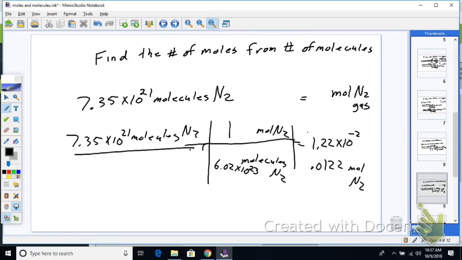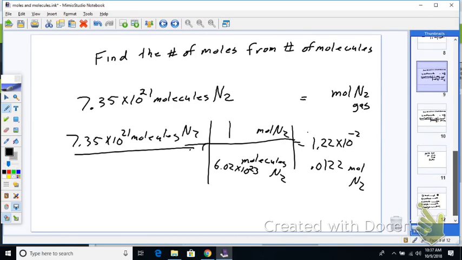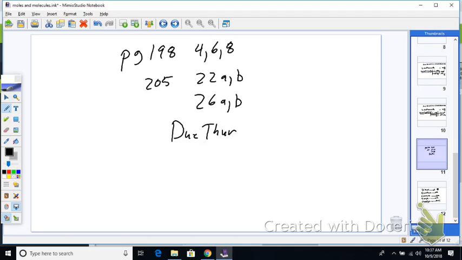Okay, so we're continuing using this for atoms and molecules, grams off the periodic table, 1 for moles, unless it's a conversion within the actual setup. So, what you're required to do for Thursday is on the board. Page 198, 468, and then 205, 22AB, and 26AB. You will turn this in on Thursday. I may add a couple molar mass problems to this, so if you're gone tomorrow, just double check on Google Classroom.